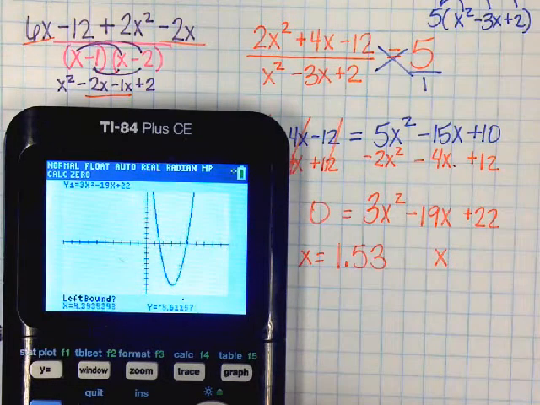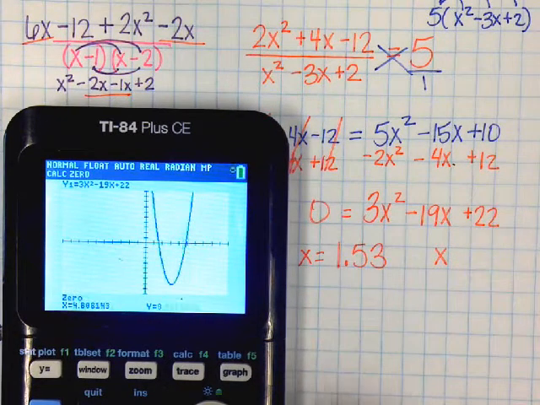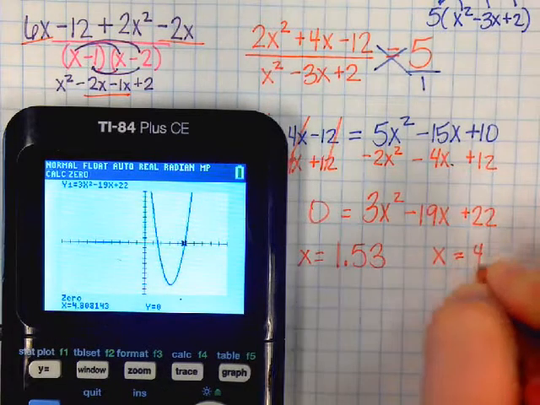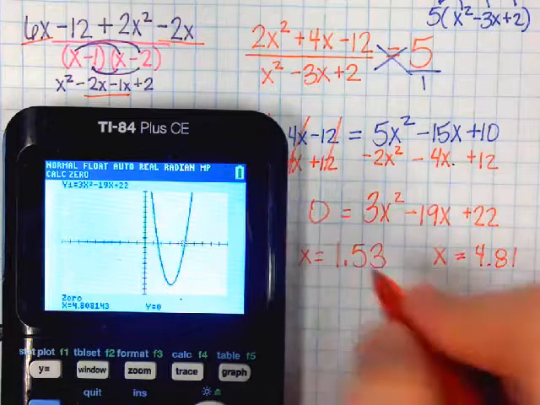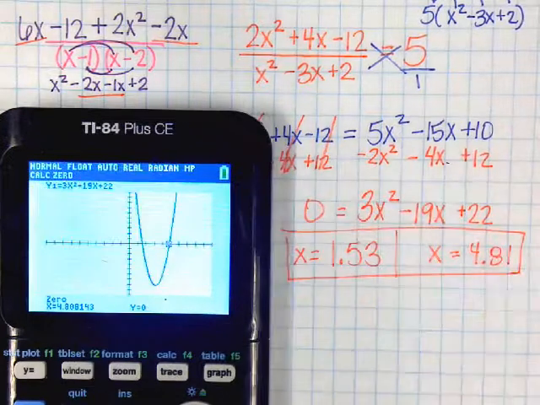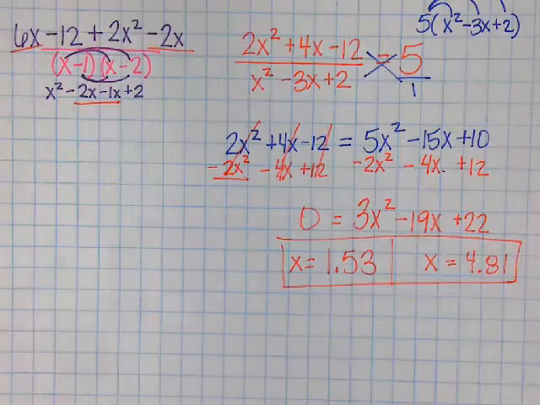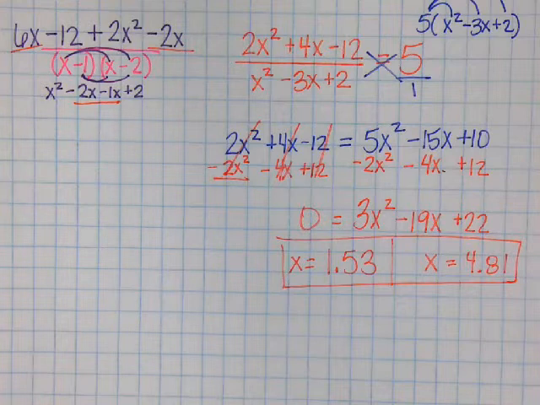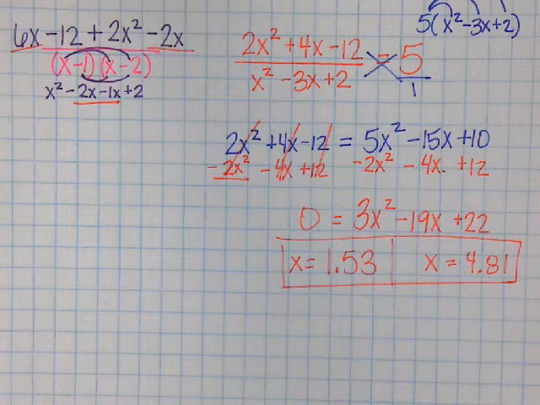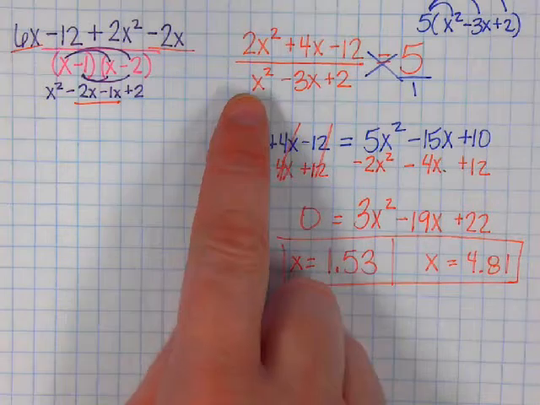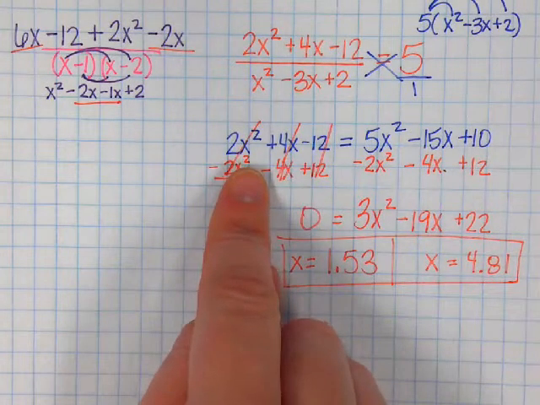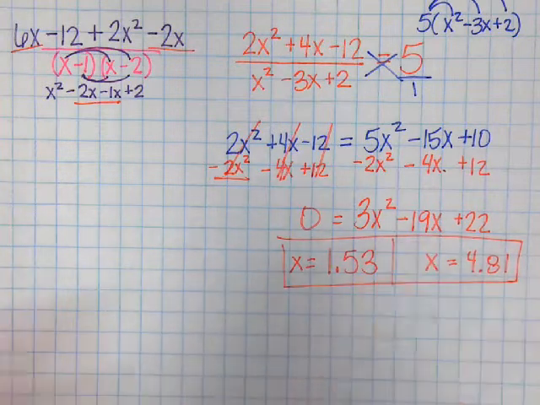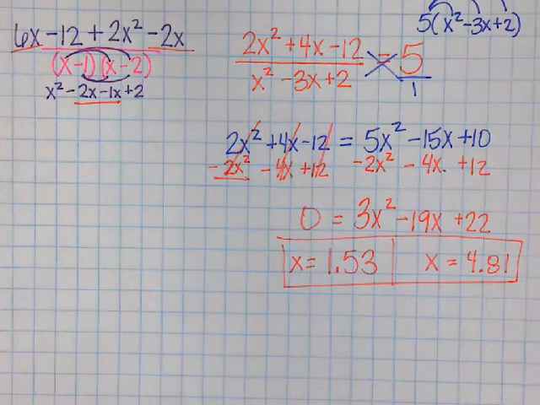And then let's do the other one. So second trace again, go to 0, left bound, right bound, enter. So the other one is at 4.81. So those are our solutions on that one. Okay, that is solving. So notice it is harder because you end up multiplying x's times x's, so you end up getting squareds, and then you have to use the quadratic formula or your calculator or whatever to find the zeros or the solutions to a quadratic.